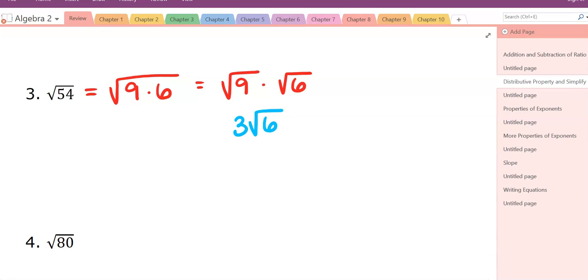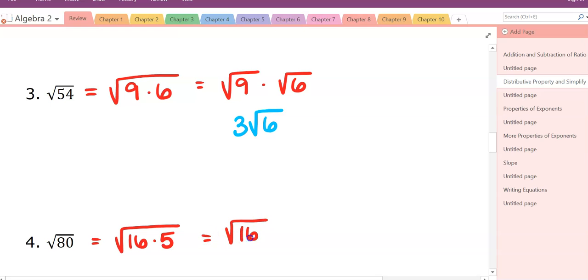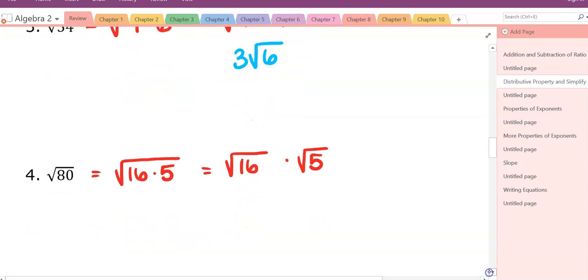For number 4, the square root of 80. Again, 4 will work for the square root of 80, but you're going to want to pick the biggest perfect square, and there is actually a bigger one in our list. If we keep going, 16 actually goes in the 80. If you do 16 times 5. So then if we split this one apart, 16 times 5, both of those underneath the radical sign, the square root of 16 is going to be 4, and then that square root of 5 is going to stay underneath.